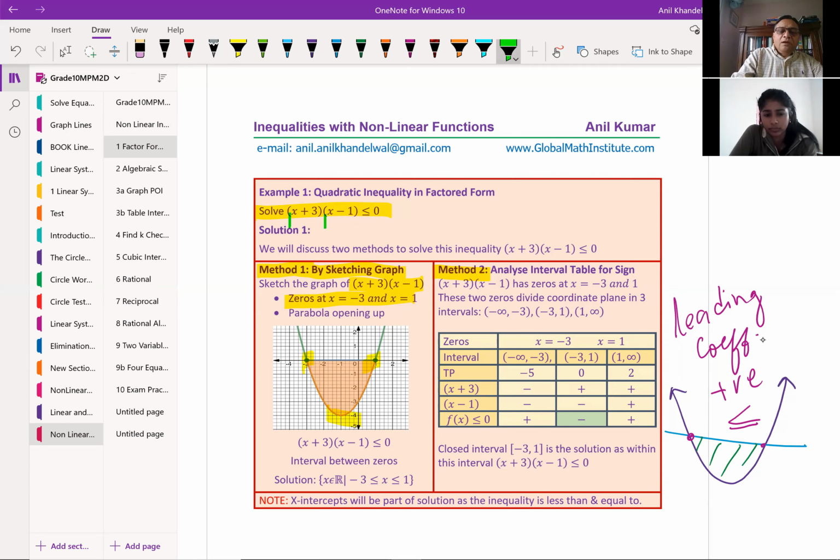Perfect. Including both these zeros, you can write the solution in many different forms, correct? One form could be the set form as shown here, where we put the curly brackets: x belongs to real numbers such that x is greater than or equal to -3 and less than or equal to 1. Absolutely clear. This is a very fast way of answering this particular question, and you can always use this strategy, especially to answer a multiple choice question within a minute or so, right?